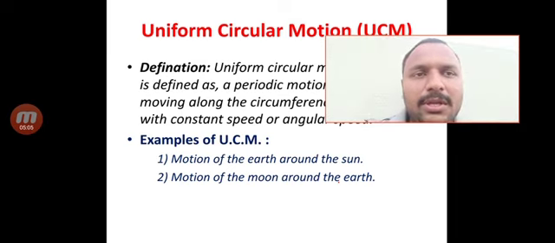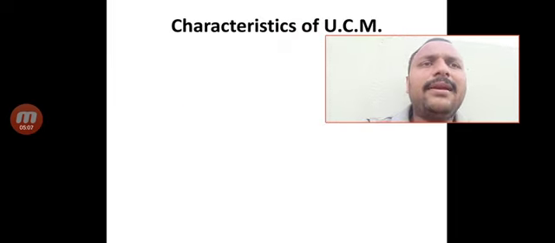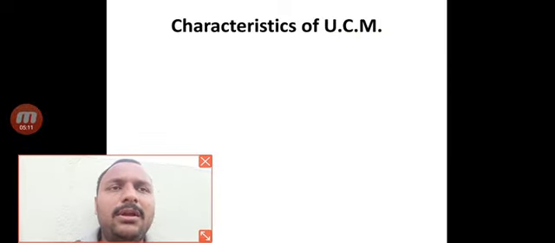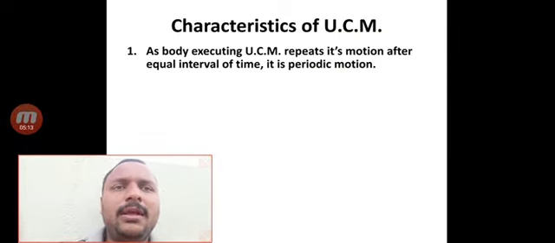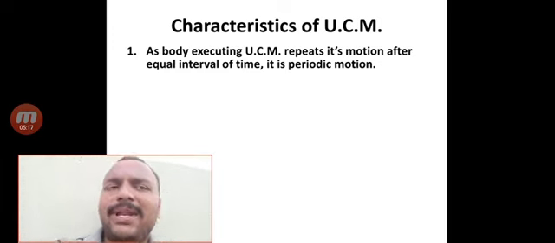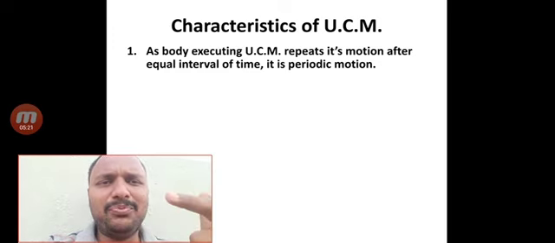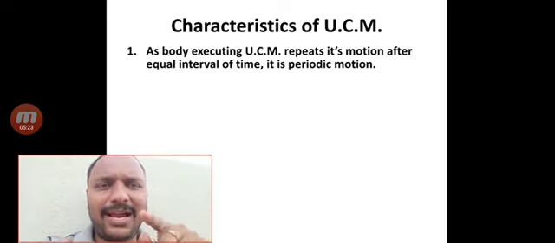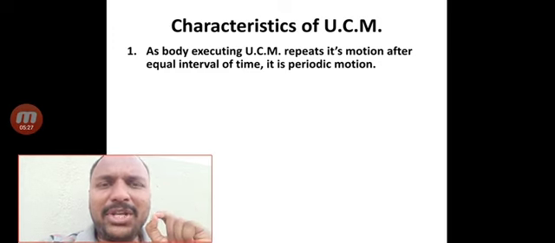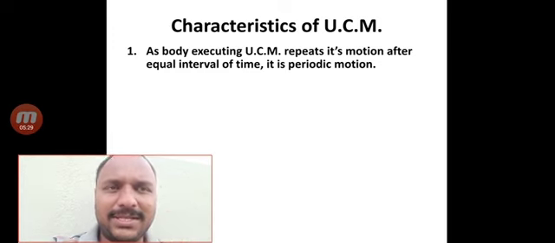Then, the characteristics of UCM are important for MCQ purposes. Now focus on these. A body executing UCM repeats its motion after equal intervals of time, so it is periodic motion, because the particle continuously moves along the circumference of a circle, and this is periodic. It requires the same time for the completion of every circumference. Therefore, these are periodic motions.